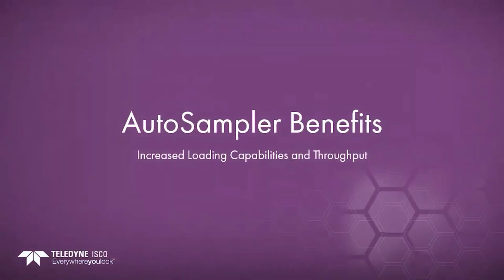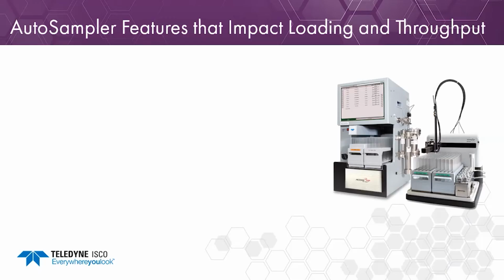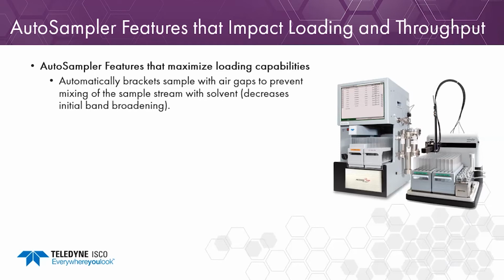So the next part of the talk, we're going to talk about some of the benefits of the auto sampler and how they help to increase loading capabilities and your throughput. The auto sampler features that maximize loading capabilities: one, it automatically brackets the sample with air gaps to prevent mixing of the sample stream with solvent. This decreases your initial band broadening upon loading. It also increases the loading capacity you can use based on your sample loop, as we previously discussed. So it prevents mixing with the mobile phase before it gets onto the column.